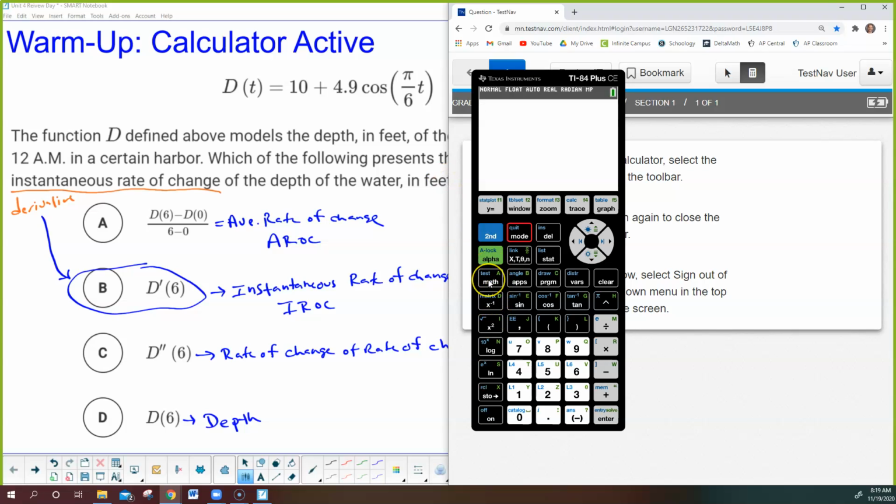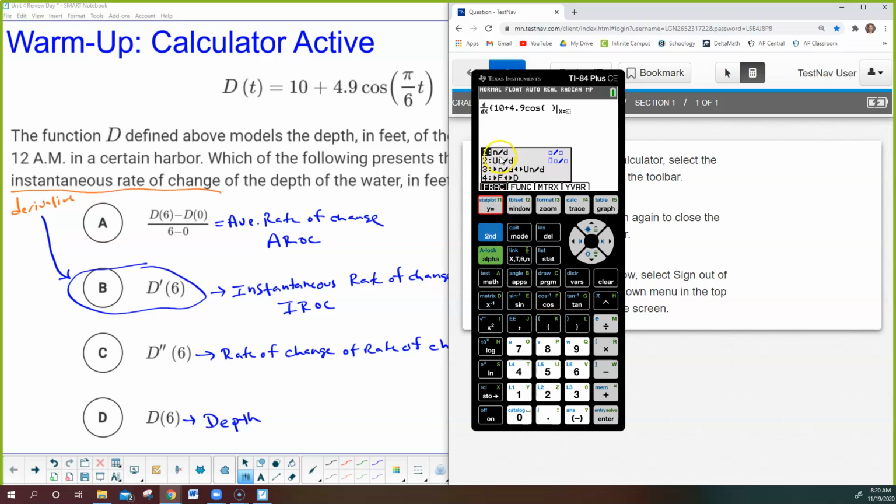Okay, so now there's two options. The fastest way, because I don't really need to see a graph, is go math and option 8. That was nDeriv. Now if you have the TI-84 at home, it looks like this. If you don't, I would use the one on your Chromebook. And we're just going to do dx of the function.